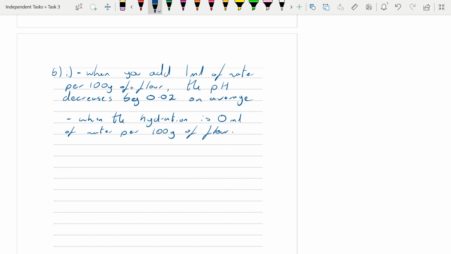Then the pH is 5.4. Okay, so another way to think about it is that the pH of the flour must be 5.4, because that's when I've got no water in it.